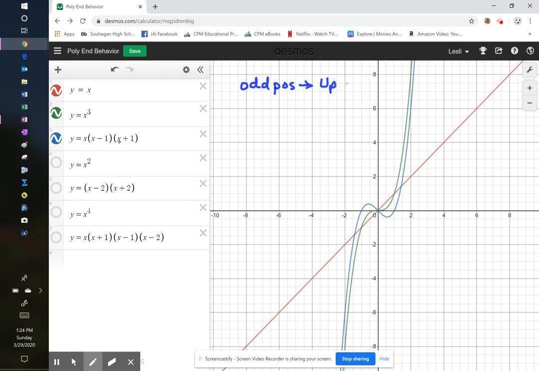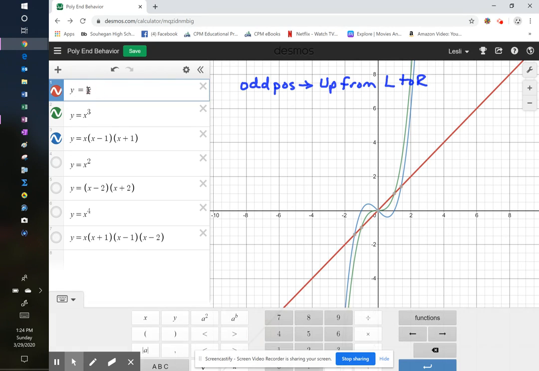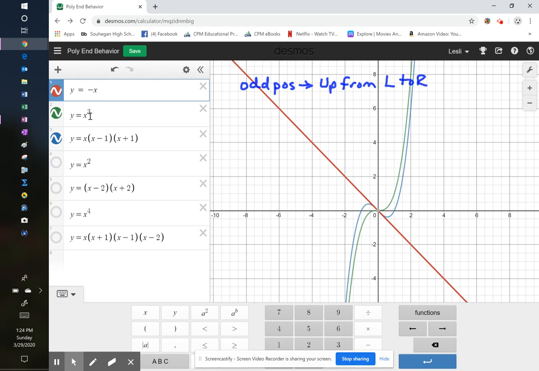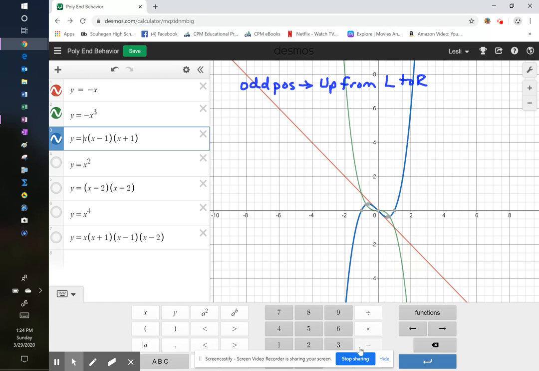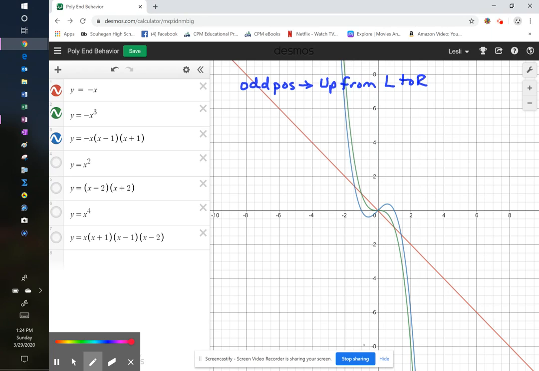So they're going up from left to right. Let's see what happens now when I change that to a negative. So see what happens now is that when it is a negative in front, our end behavior goes down from left to right.